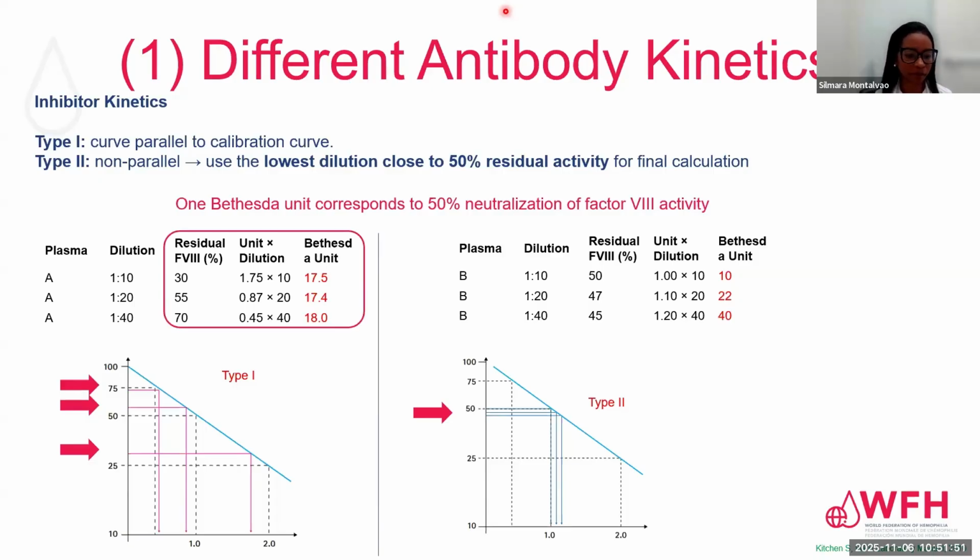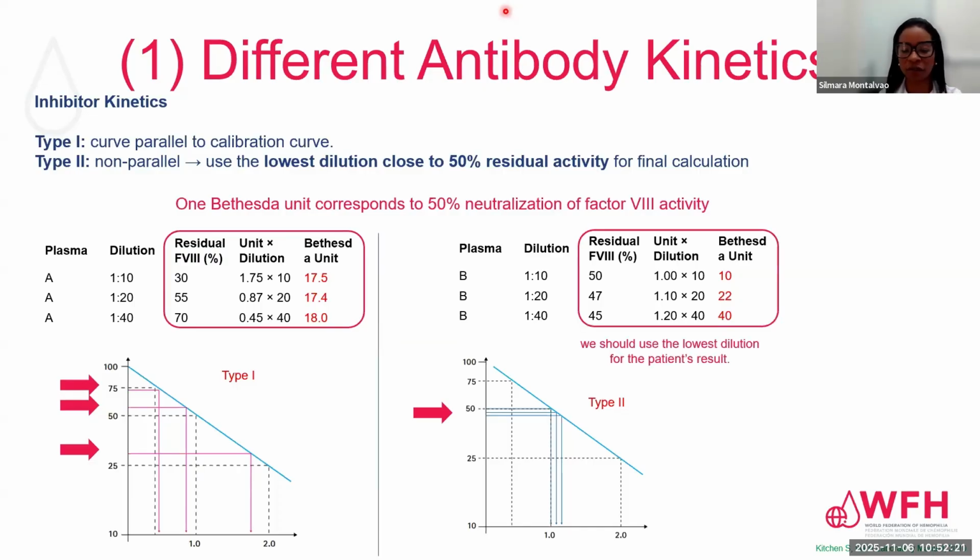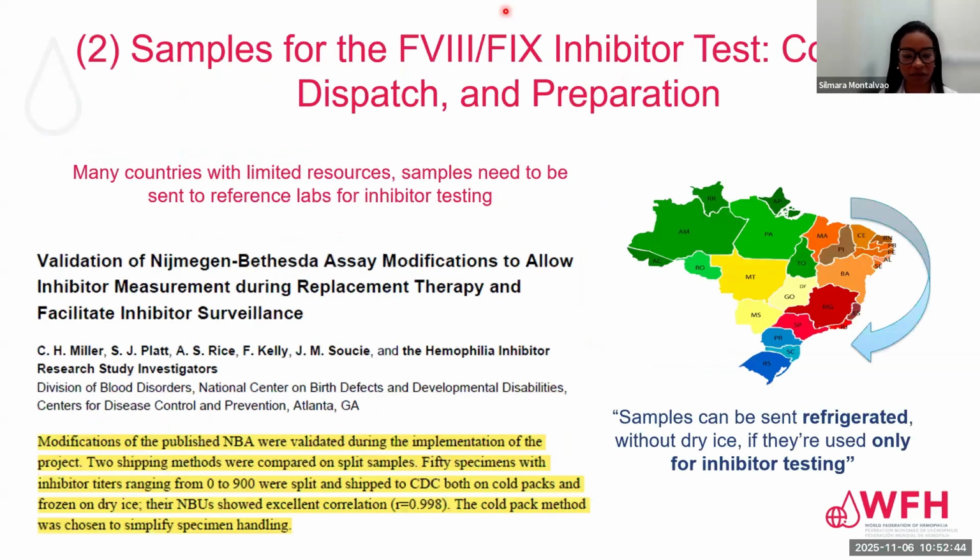Here in type 1, we can see plasma A, and in different dilutions, you can have different levels of residual factor VIII. If you do the calculation, we can move on to the final results, and you can see similar results. This is the picture that you can find in type 1. When you move on to type 2, the situation is different because the residual factor VIII result is similar between different dilutions. And when you do the calculation, the final results will be very different from one another. In this situation, we need to use the lowest dilution for the patient results. This is an important situation that you need to pay attention to.